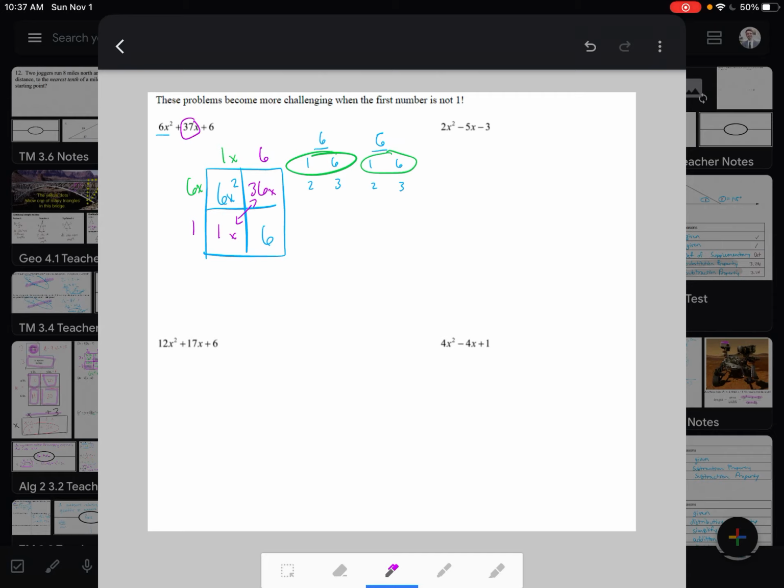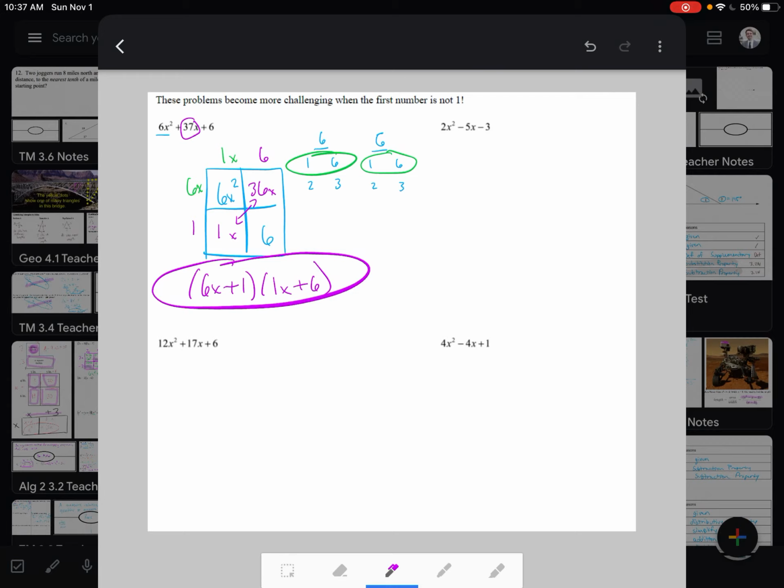6 times 6 gets us 36. 1 times 1 gets us 1. So 36 plus 1 gets us 37. Awesome. And then 6 times 1 in that last corner does get us positive 6. So this works. So we now know if we factor this one, on our edges we have 6x plus 1 and 1x plus 6. And that is our fully factored out answer.